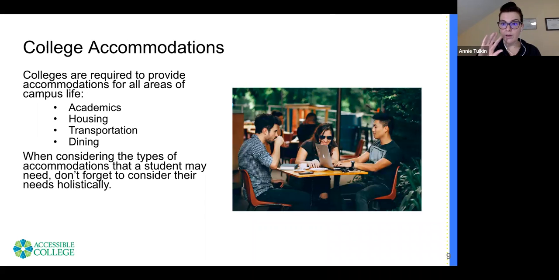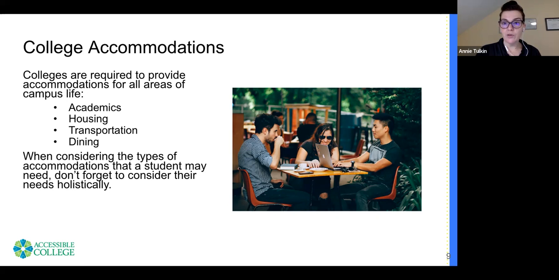The thing that's really another kind of critical piece to remember is that colleges are required to provide accommodations for all areas of campus life. So this is a little bit different from high school, when things are mostly focused on academics, but colleges are required to provide accommodations for housing, transportation, dining, recreation. Some of these things might be similar to what the student had in high school, but some accommodations in college might be different from what the student had in high school.